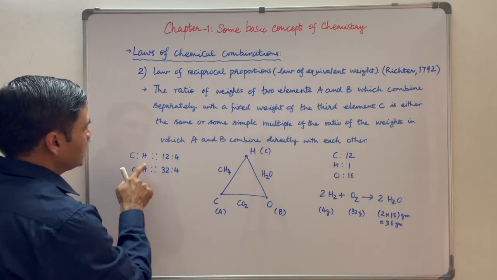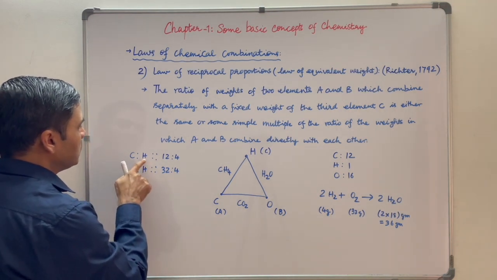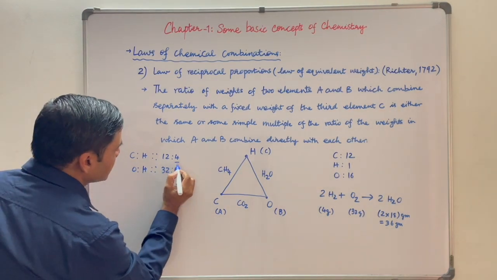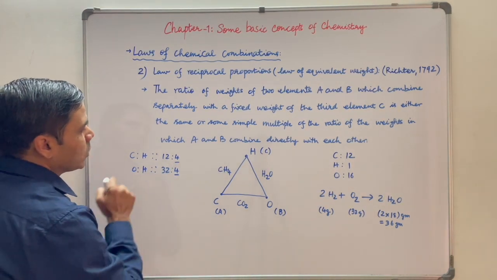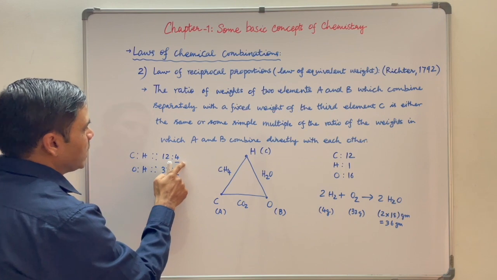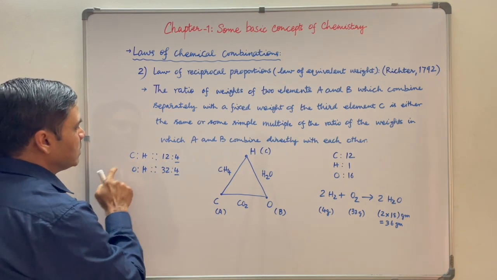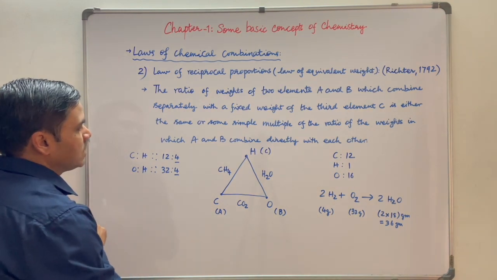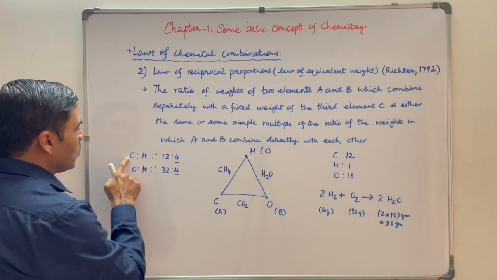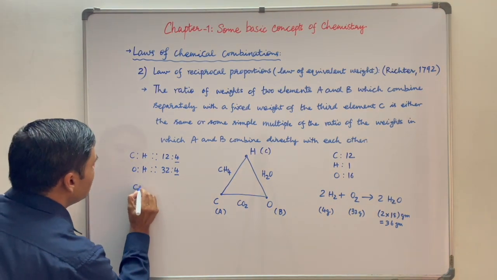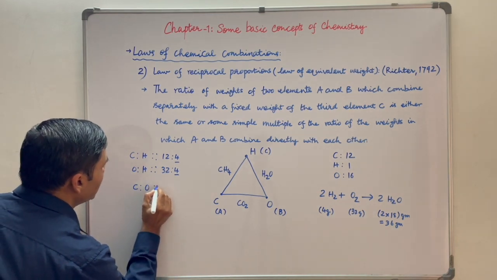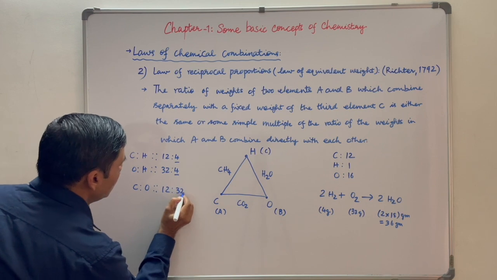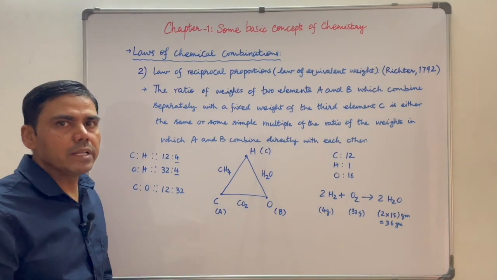Now we have to fix the mass of hydrogen with which carbon and oxygen combine. It is already fixed, so let us say it is 4 gram. With 4 gram of hydrogen, 12 gram of carbon is combining. With 4 gram of hydrogen, 32 gram of oxygen is combining. So the ratio of carbon to oxygen when they combine should be 12 is to 32, or a simple multiple of it.